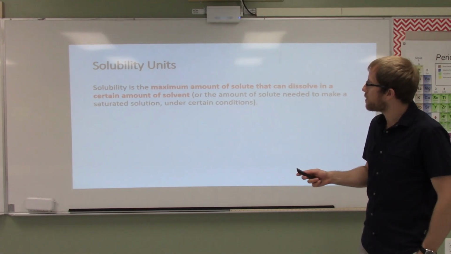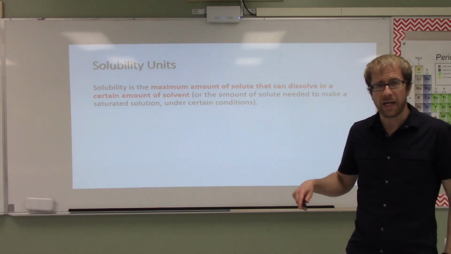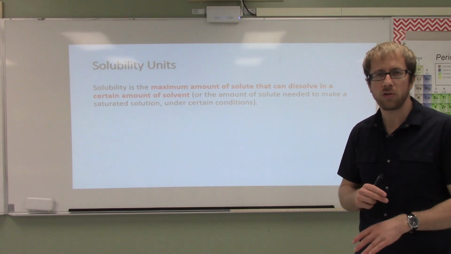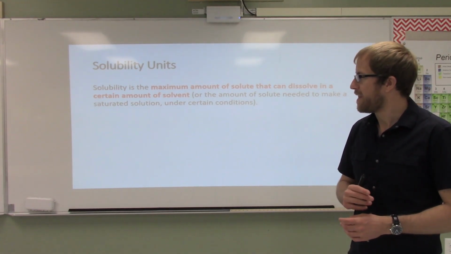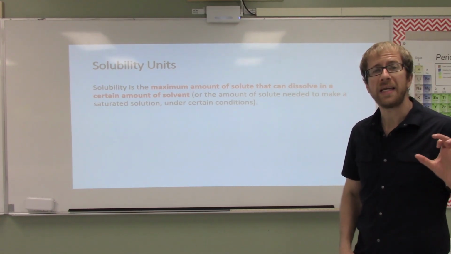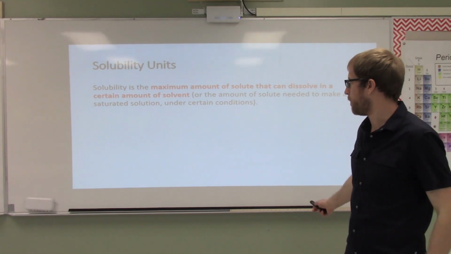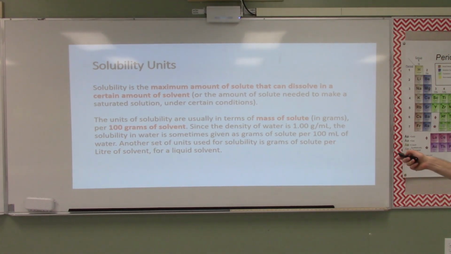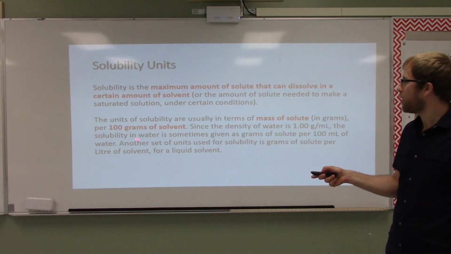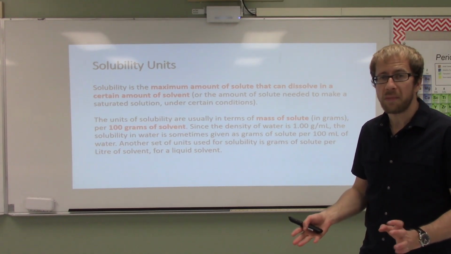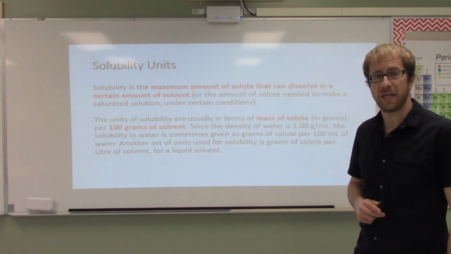So what are the units of solubility? Keep in mind, solubility is the max amount of solute you can dissolve in that given amount of solvent. So you're creating a saturated solution. Now, typically, it will be the mass of the solute per 100 grams of solvent. That's usually the means by which we represent these units.